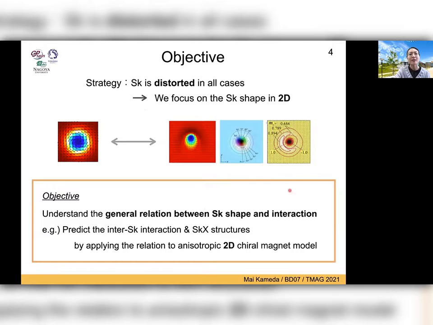We noticed that in all cases, the skyrmion is distorted. So we focus on the skyrmion shape in the 2D model, and we aim to understand the general relation between skyrmion shape and interaction. Also, we predict the inter-skyrmion interaction and SKX structures by applying the relation to an anisotropic 2D chiral magnet model.